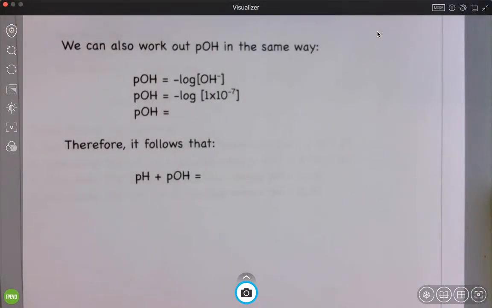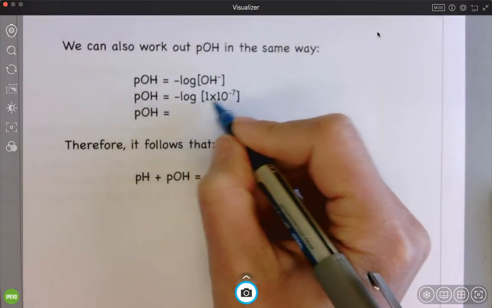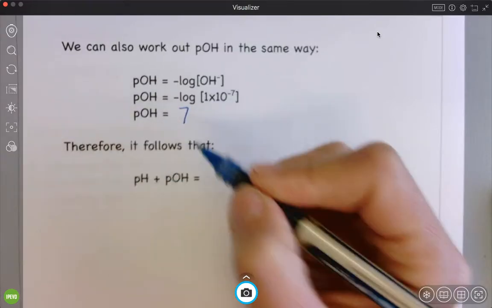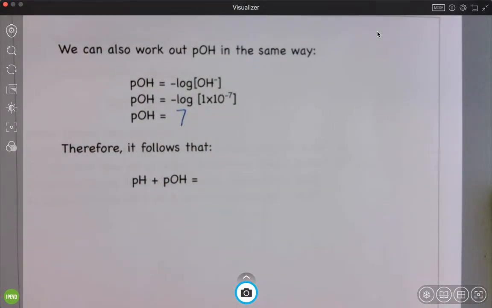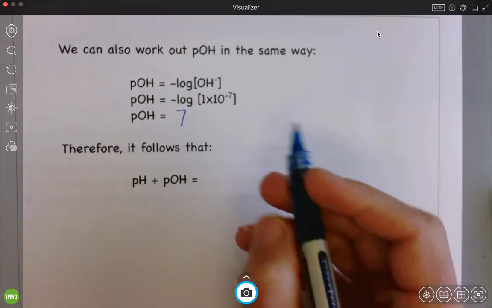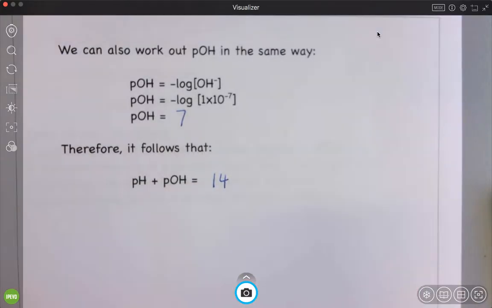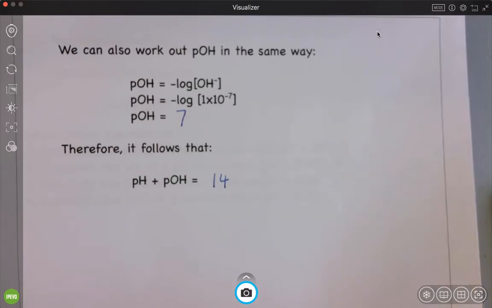Now we can also work out the pOH of water in the same way. So in fact, pOH, which we haven't really referred to much in your junior years in high school, is negative log of the hydroxide ion concentration. So once again, in this instance, it's negative log 1 times 10 to the power of negative 7, which also gives us a pOH of 7. So therefore it follows that if we add the pH and the pOH, we get 14, and that is our pH scale going from 0 to 14.